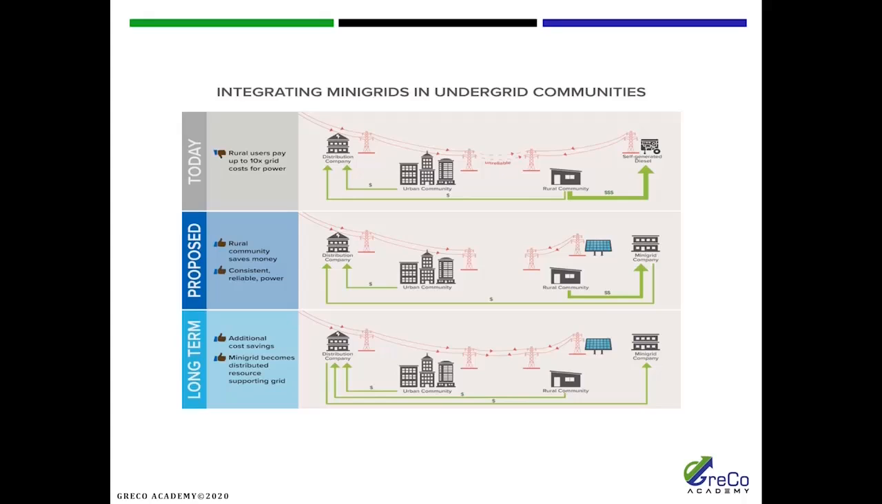Looking at this picture, whereby it is said that it integrates mini-grids in undergrid communities. First, on the left top side is the distribution company supplying power to an urban community, and at the same time a self-generated diesel system supplying power to a rural community. Then there is an unreliable supply between these two, probably because of the distance that is involved.